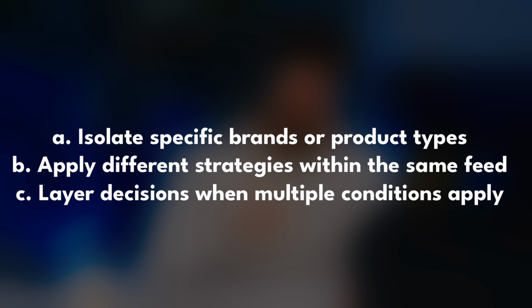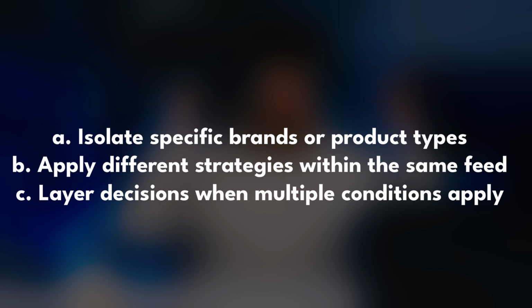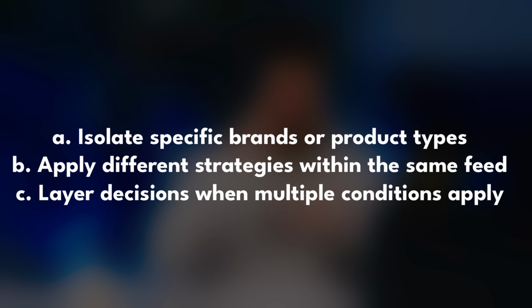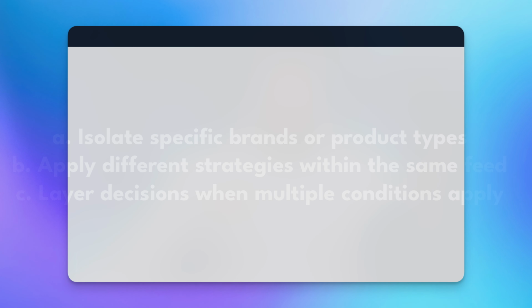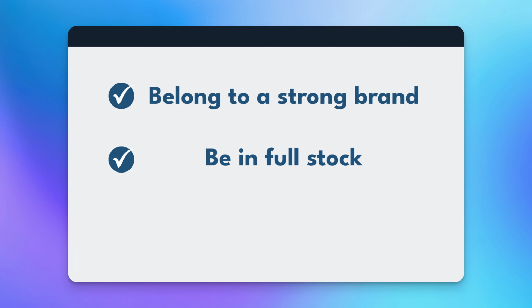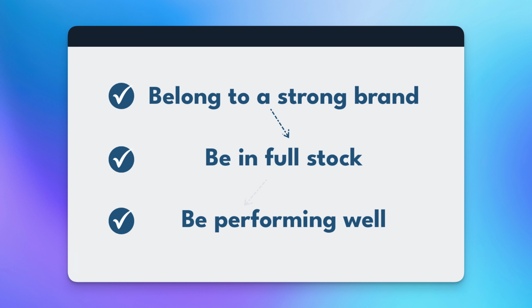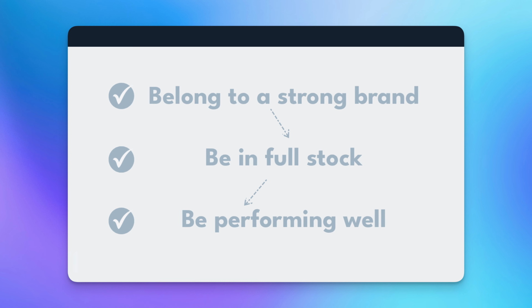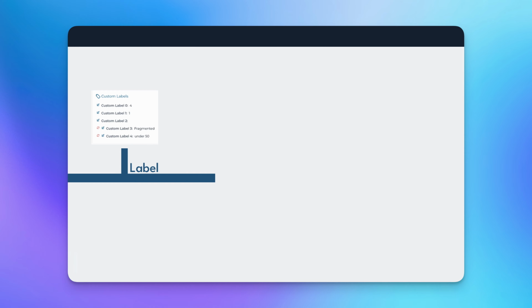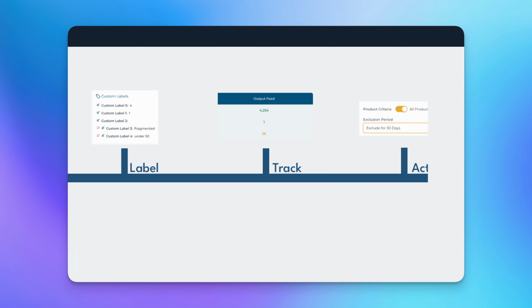This is where custom labels really come into their own. Scaling isn't just about increasing budgets, but it's also about being able to be particular with which products are allowed to scale. Custom labels let you isolate specific brands or product types, apply different strategies within the same feed, and layer decisions when multiple conditions apply. For example, a product might belong to a strong brand, be in full stock, and be performing well. Labels would allow those signals to be combined and not treated just in isolation. And just as importantly, anything that you want to exclude can be labeled first so you can track performance rather than just removing blindly and straight away.